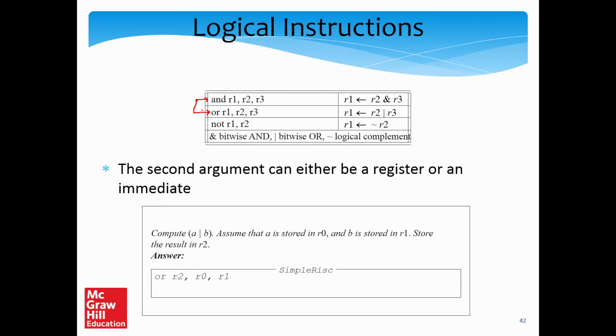The AND operation computes R1 is equal to R2 and R3, where this is the bitwise AND. So let me give an example of a bitwise AND just in case people have forgotten.